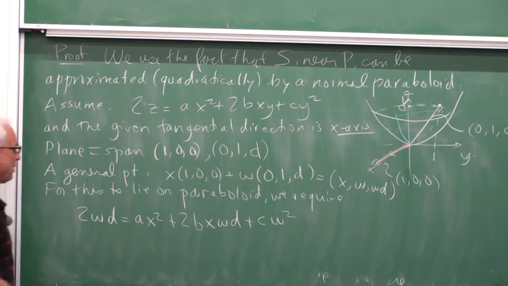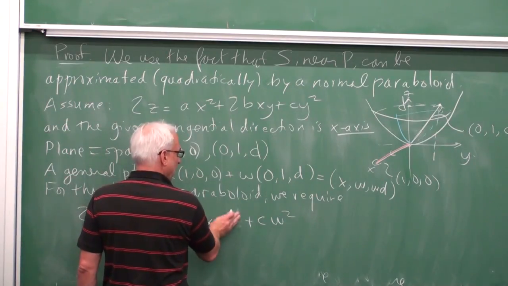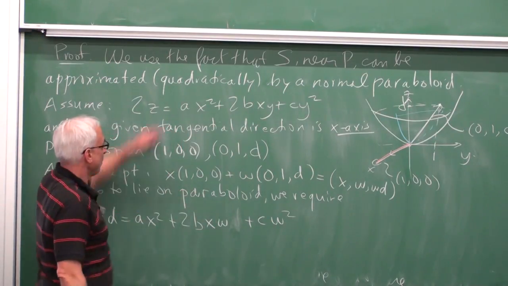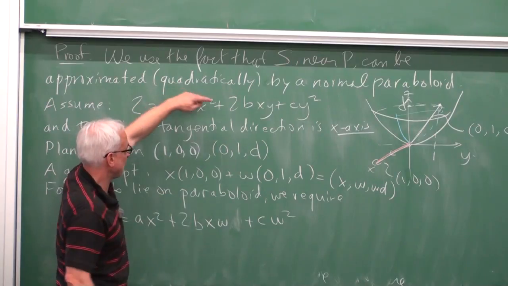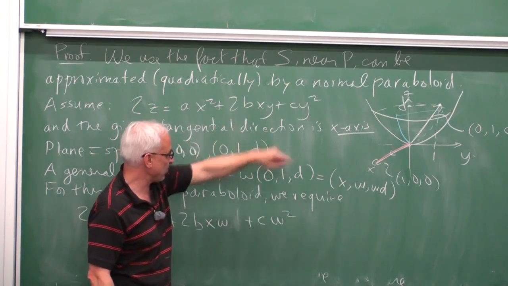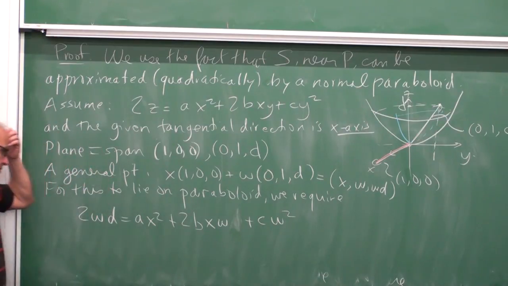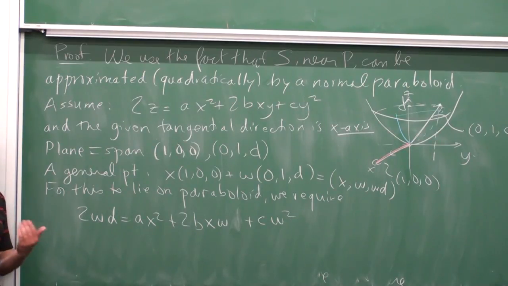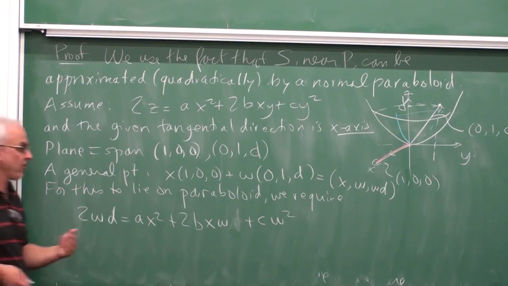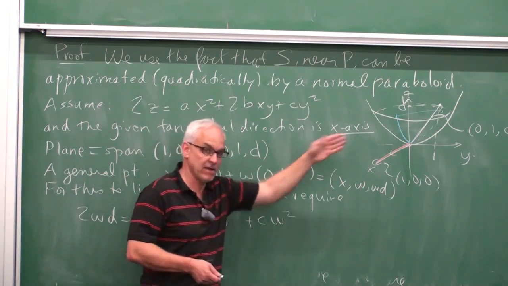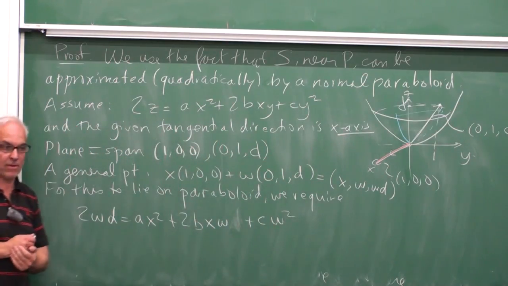Did I do that right? No D here. X times W. So X is being replaced with X. The y is being replaced with w, and the z is being replaced with w times d. So this is a relationship between x and w that's required if we want this general point on this plane to lie on the paraboloid.